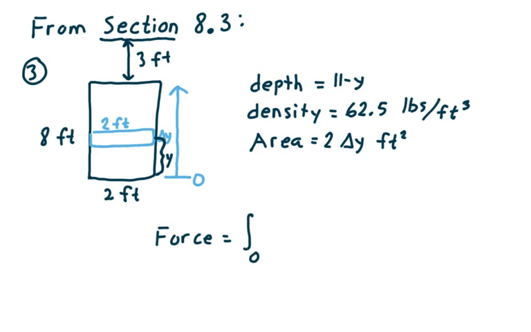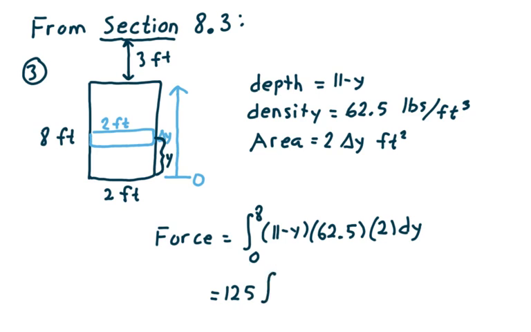And so the force, this is the integral from 0 up to 8 of depth, which is 11 minus y, times the density, 62.5, times the area. Now that delta y becomes dy. Now 62.5 times 2, that's 125. And I'm going to take the integral from 0 to 8 of 11 minus y dy.